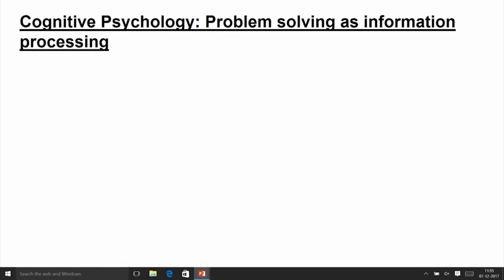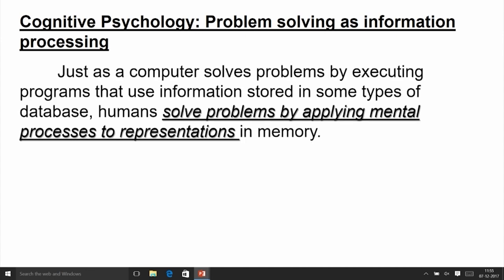Now, cognitive psychology could also suggest solutions to problems. So, cognitive psychology also is a way of solving problems. And what is the suggestion here? Now, just as a computer solves a problem by executing programs that use certain information stored in it, humans also solve problems by applying certain mental processes to representations. So, what does a computer do? Computer programs take in information in a certain way, arrange this information in a certain way, do certain kinds of processing or manipulations and come up with a solution.